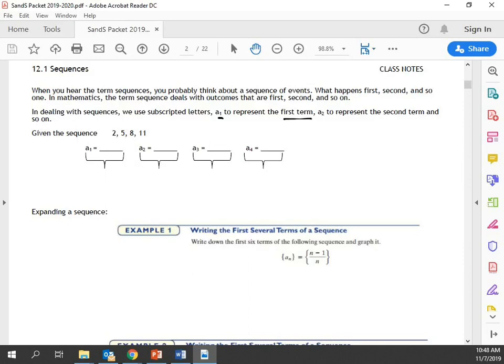So it goes on and says, given the sequence 2, 5, 8, and 11, what is A sub 1? A sub 1 is going to be our first term, which is 2. Good. A sub 2 is 5. Second term. Third term is 8. And then finally the last term is 11.